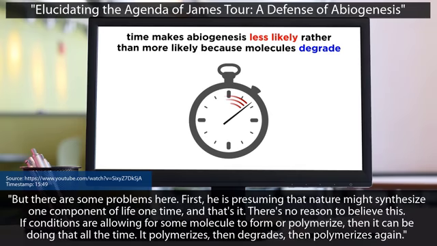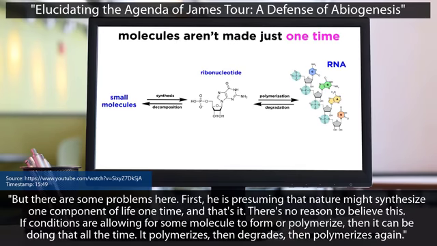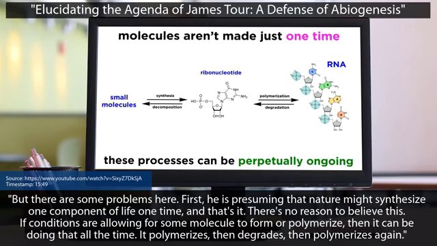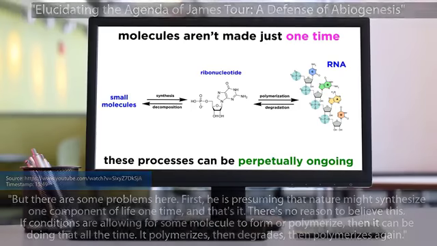But there are some problems here. First, he is presuming that nature might synthesize one component of life one time and that's it. There's no reason to believe this. If conditions are allowing for some molecule to form or polymerize, then it can be doing that all the time. It polymerizes, then degrades, then polymerizes again.